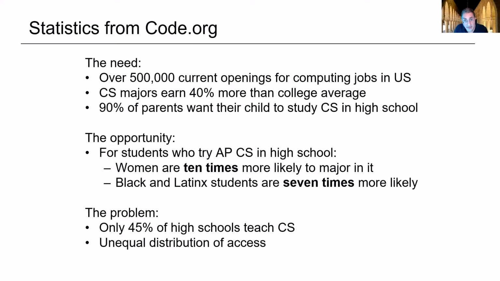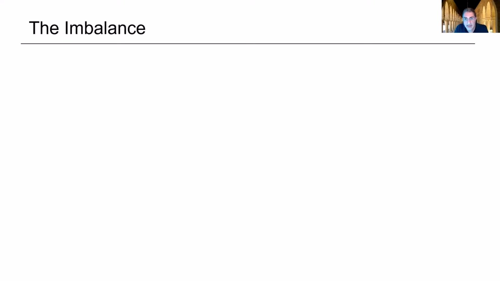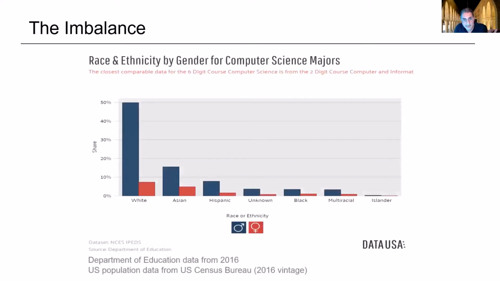Remember, 90% of parents want their children to be able to study CS in high school, at least in the United States. But at the time the survey was taken, only 45% of high schools actually taught CS. And so there's unequal distribution of access, and part of that unequal access has to do with socioeconomic background and how well-funded schools are. We can see what that imbalance looks like by looking across race and ethnicity of computer science majors in the United States.